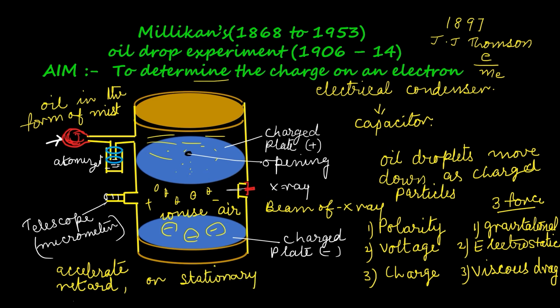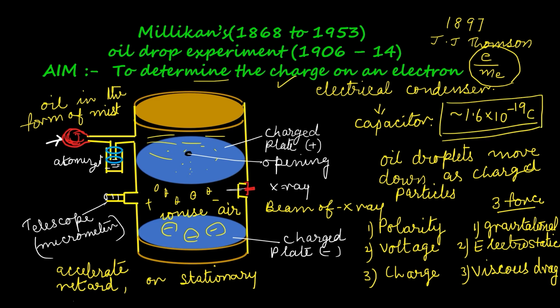So he conducted experiments. He found out that the charge was approximately equal to 1.6 into 10 raised to minus 19 coulomb. This is the charge. Further, the mass of the electron was calculated by combining the value of the charge of the electron and also Thomson's charge mass ratio. Found that the mass of electron, I will write it here, is equal to 9.1094 into 10 raised to minus 31 kilogram.